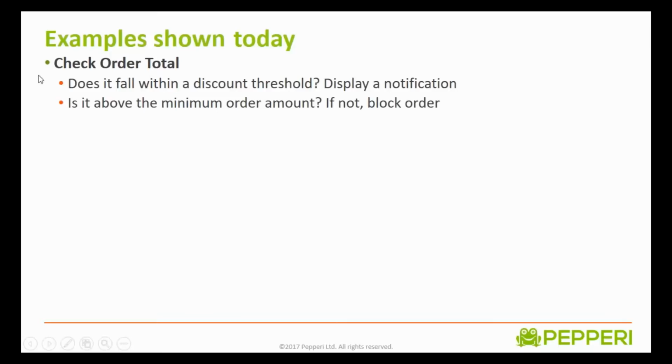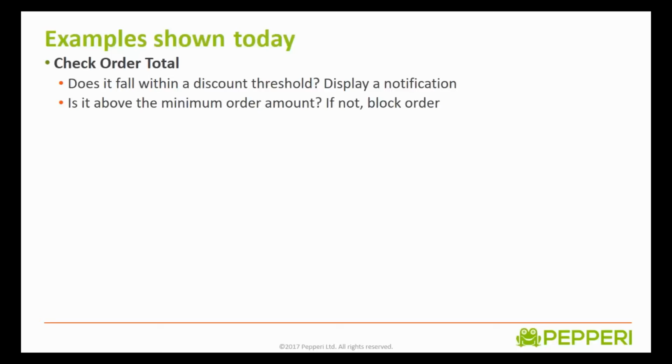The first example I'll show is how to write business rules that check order totals. Order total could refer to a discount threshold, for example. If a customer purchases between $800 to $1,000, you want to give them a little push and pop up a notification maybe and say, hey, if you buy over 1,000, you'll get another discount.